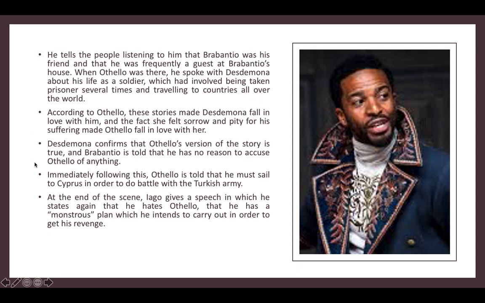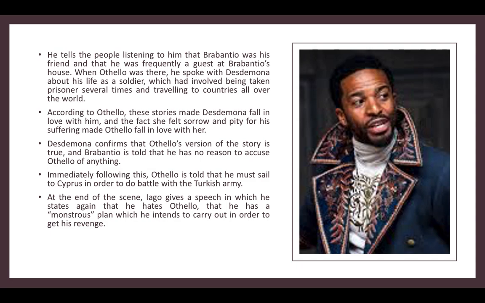So yeah, Desdemona then comes in after Othello's given this speech, and she confirms that Othello's version of the story is true. And at that point, the rulers of Venice say, look, there's no reason for us to accuse Othello of anything. Yes, he wooed Desdemona, but he wooed her fairly, and they're in love, so there's no reason for them not to be married. And at that point, Othello is informed that he has to go to Cyprus because the Turkish fleet is on the way, and he, being the great general that he is, needs to defend Venetian interests, and he will lead an army in order to fight the Turkish fleet.